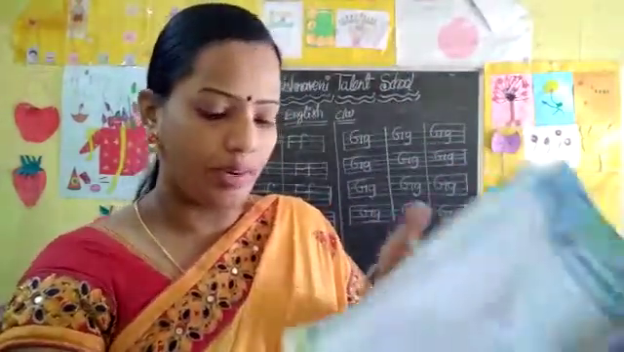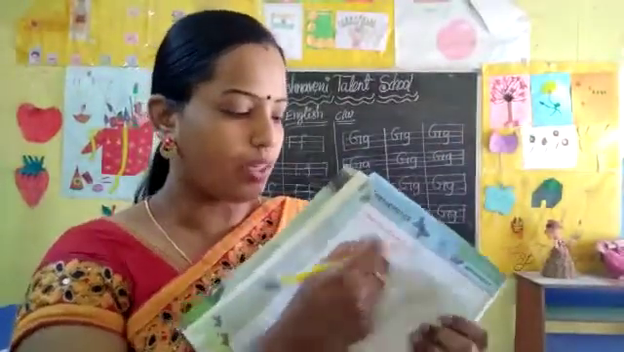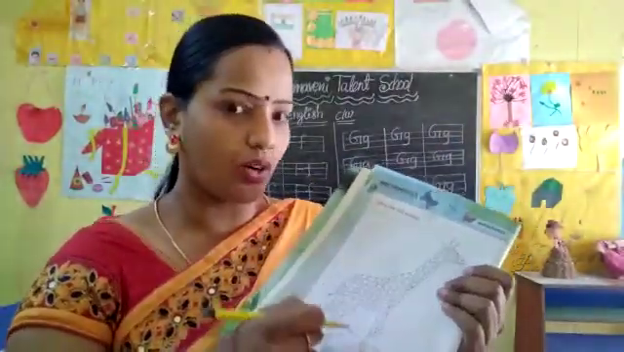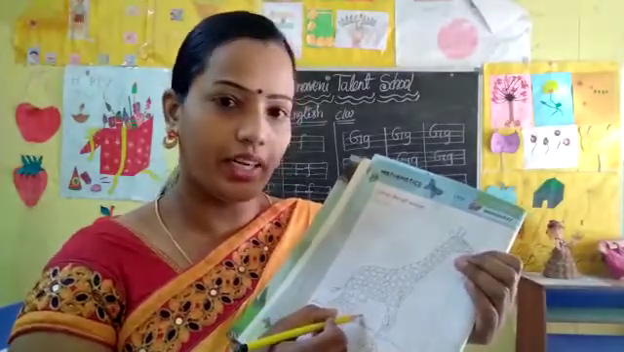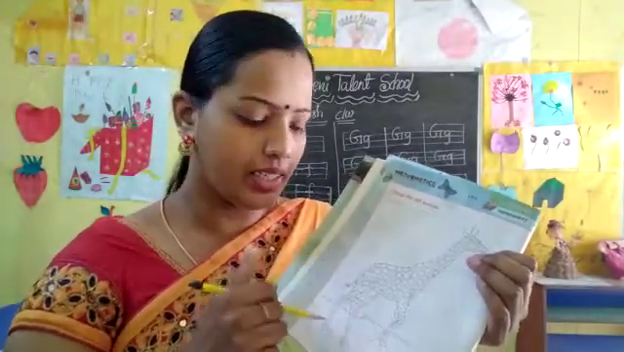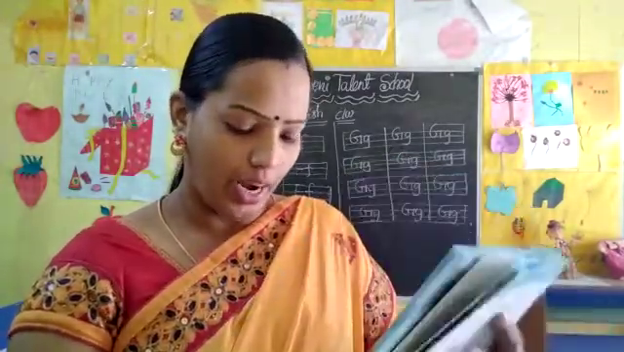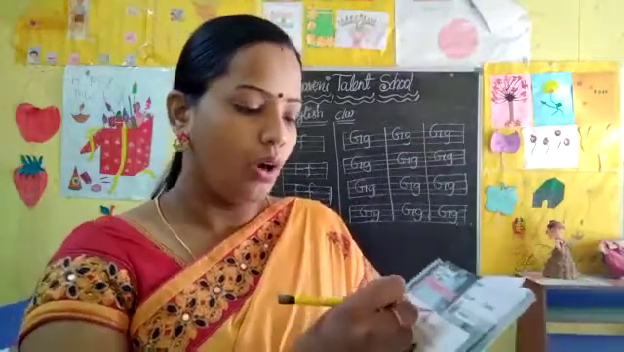And open page number 8. See here, what is there here? Color the tall animal. See here, the giraffe is there. Take out crayons and color it. This is homework for your children. And open page number 9. This is also homework for your children.